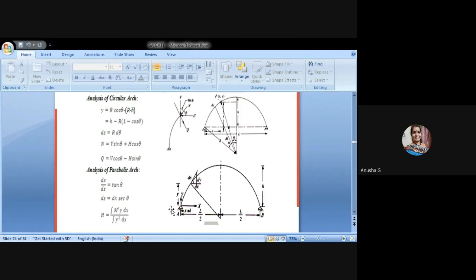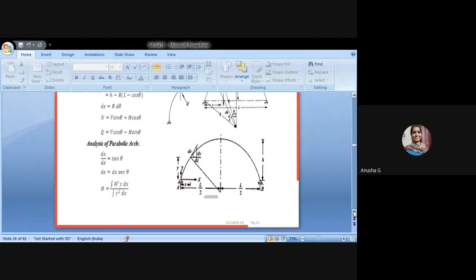Wherever we have to find the horizontal reaction, our formula is the integration of M dash y dx by the integration of y squared dx. This is one of the formulas. In arches we have only these two categories: one is the three-hinged parabolic arch, where we find the equation using normal thrust and radial shear, and another is the two-hinged arch, for which you use the same equation.